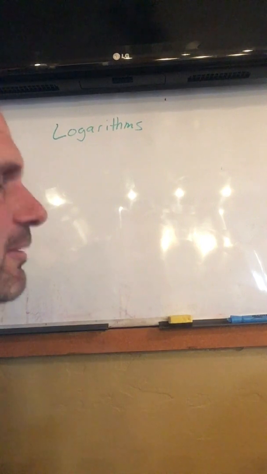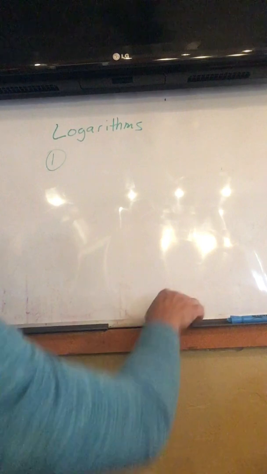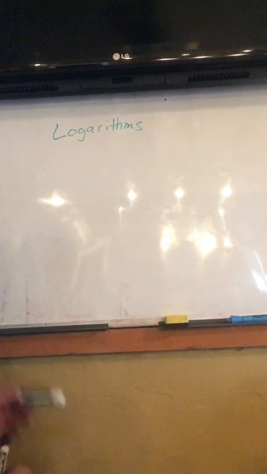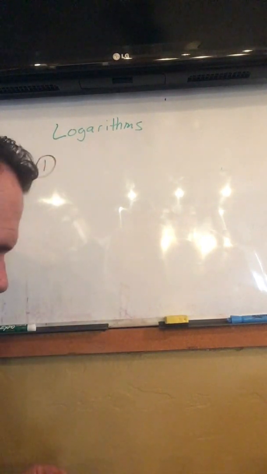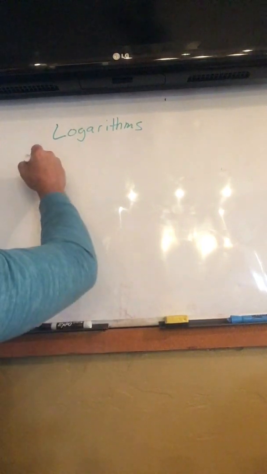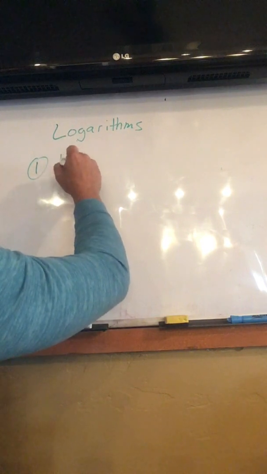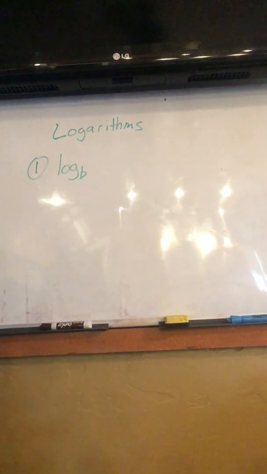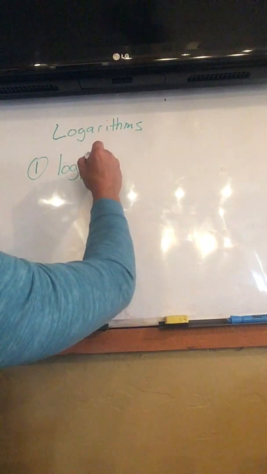Okay, so there's 3 laws of logarithms. Let's change color. Not coming out very good, so let's stay with green. All right, so the first law of logarithms says that if you have a log and it's base b, some base b, could be anything, as long as it's greater than 0.